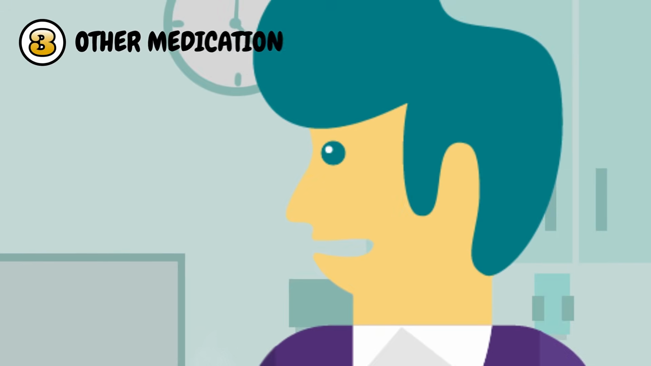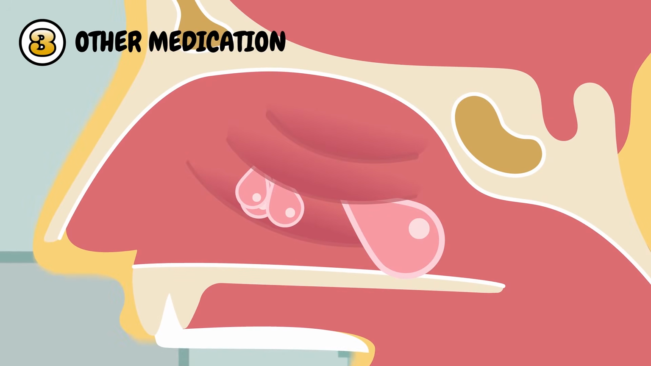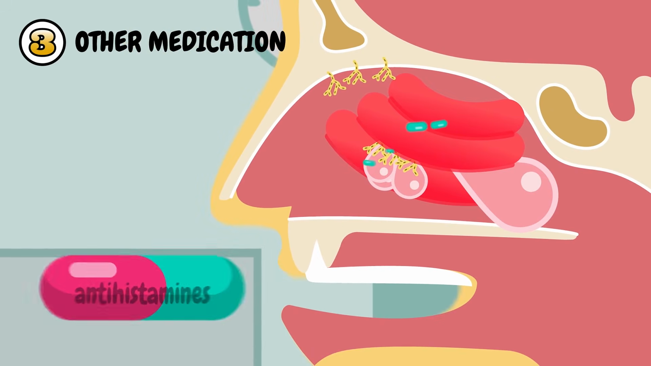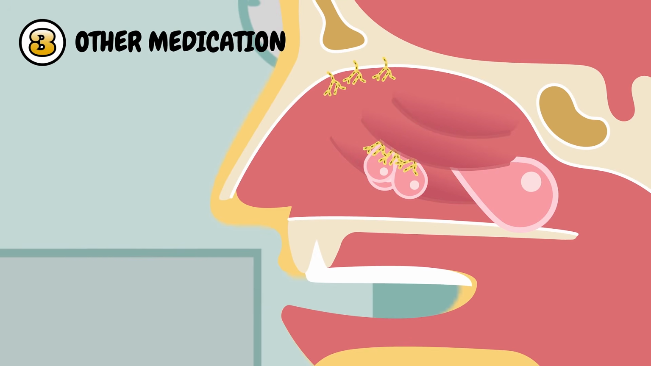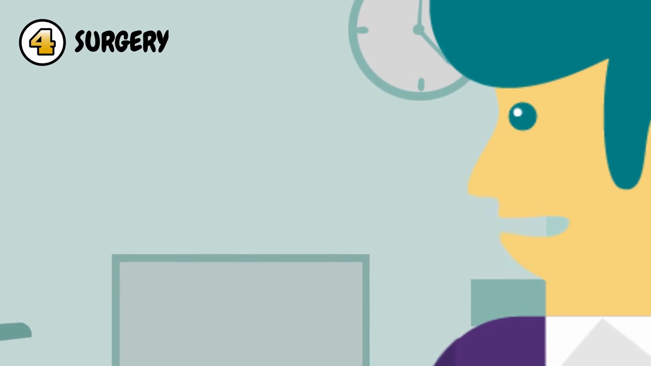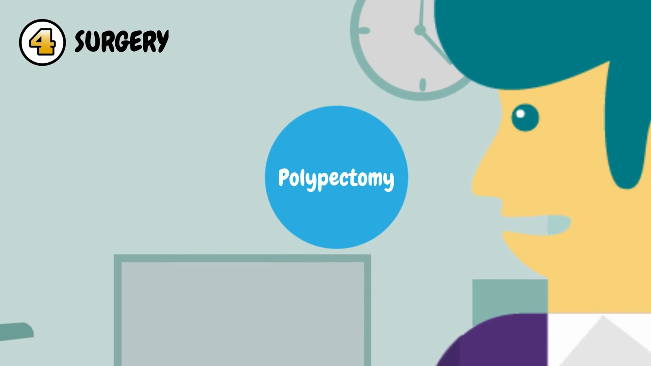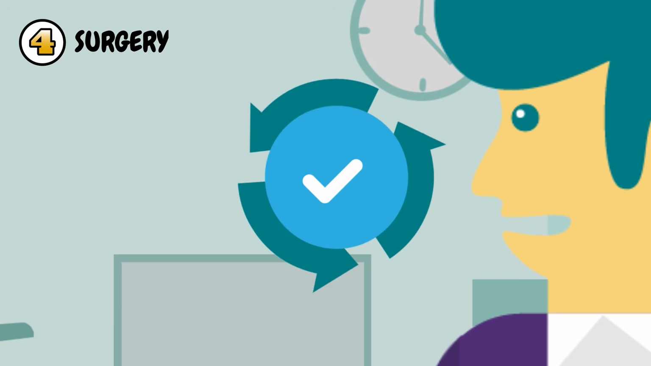3. Other medications. Other medications may be given to treat conditions that are making the inflammation worse. Examples include antihistamines for allergies, antibiotics for bacterial infections, and antifungal drugs for fungal allergies. 4. Surgery. Polypectomy. This is the most common procedure for the removal of polyps.